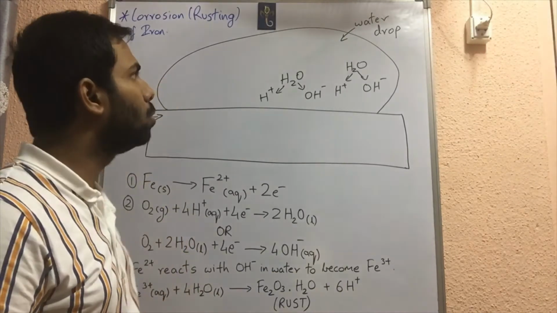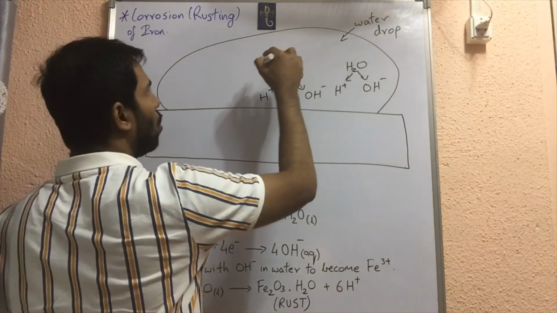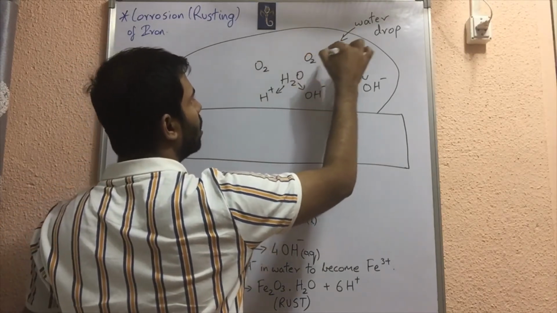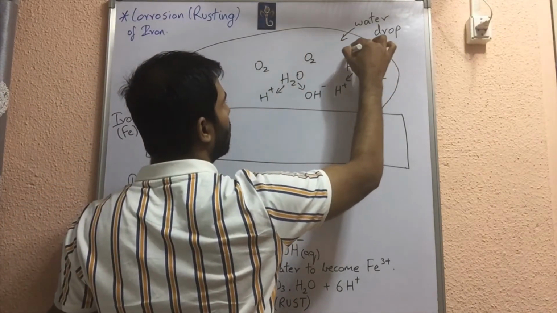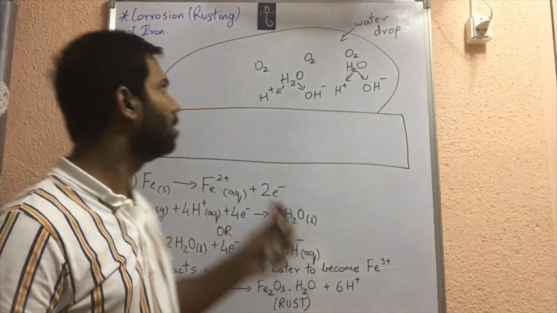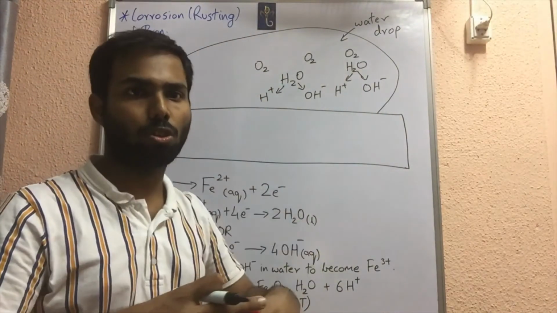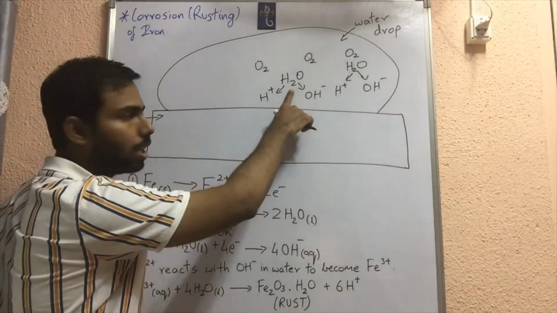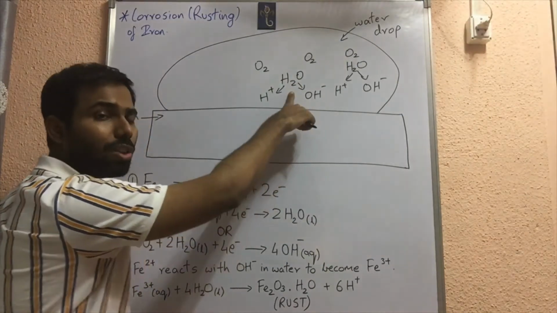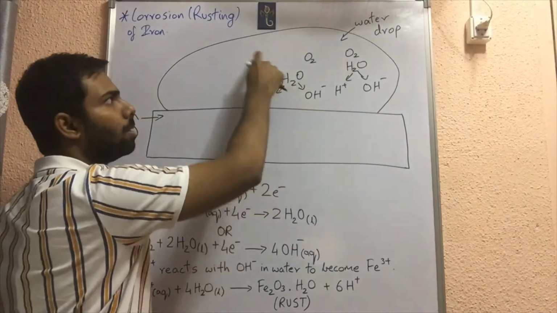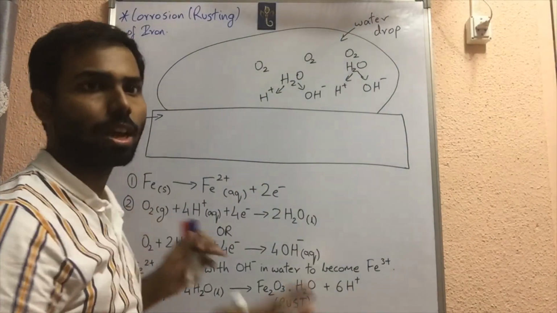The next thing we need to know is there will be some oxygen also dissolved in the water. Many times oxygen is dissolved inside water. So I have put O2 inside the water droplet. So what things are there in the water droplet? There is H2O, the water molecule. The water molecule can also exist in the form of H plus and OH minus, and there will be some oxygen gas.